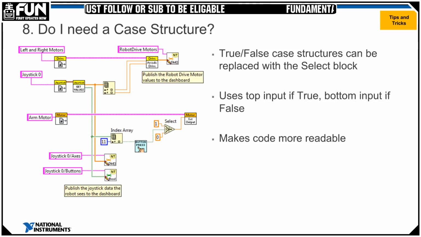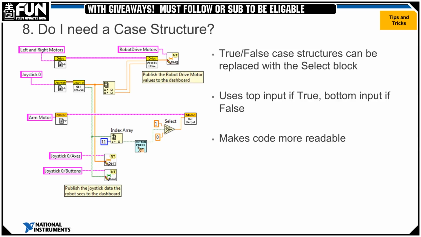All I've done here is delete my case structure and grab the select block. The select block works by wiring a Boolean input to it, so it only has a true or a false output. Your top input is true, and your bottom input is false. So if my button press returned a false, it would wire a 0 into the set output VI. If my button press returned true, it would wire a 1 into my set output VI. This makes my code a lot more readable because I can clearly see what my two options are. I know what the logic is, I kind of know what's coming. It just cleans it up a little.